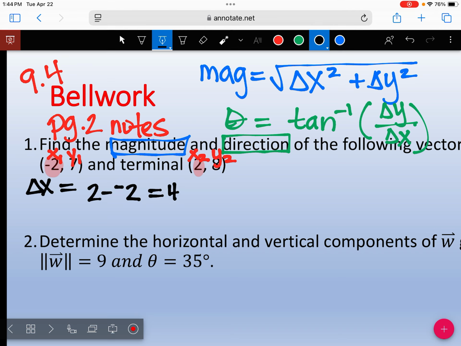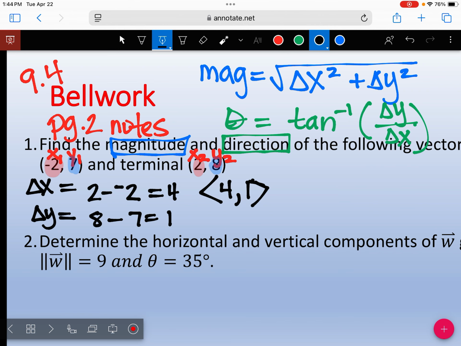Good. Now we're going to find our delta y. For delta y, we're going to take y2 minus y1. y2 minus y1 would be 8 minus 7, which is 1. So if you were to write your vector in component form, your vector would be written like this. That's my vector.